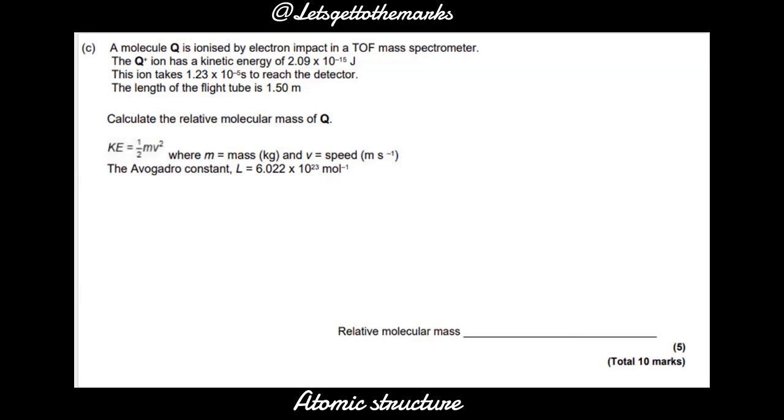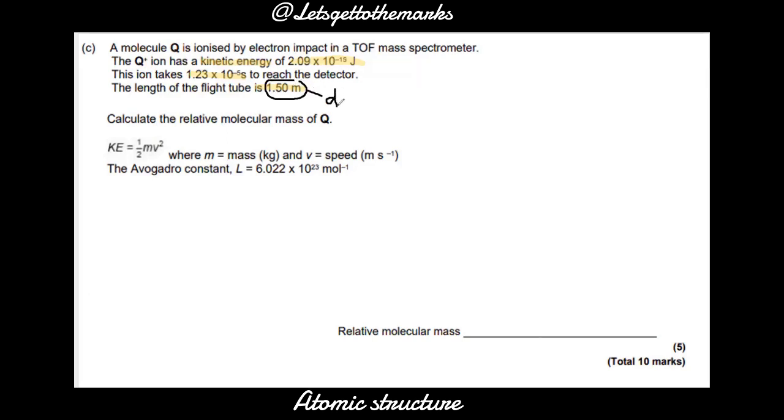The length of flight tube is 1.5 meters. Highlight the key points. So kinetic energy is 2.09 times 10 to the minus 15. The length of the tube is 1.5 meters. And now identify what these units are.